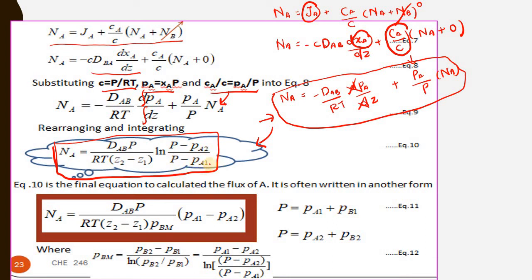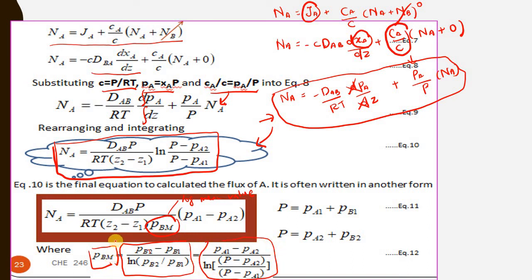Okay, so this final equation we can also write in another form. We replace the partial pressure term with the PBM. PBM is actually the log mean value for the pressure. So we have another equation for PBM equal to PB2 minus PB1 over ln PB2 over PB1. If you have the information for point B, you can use this one. If you have the information for point A, you can use this one to calculate PB.